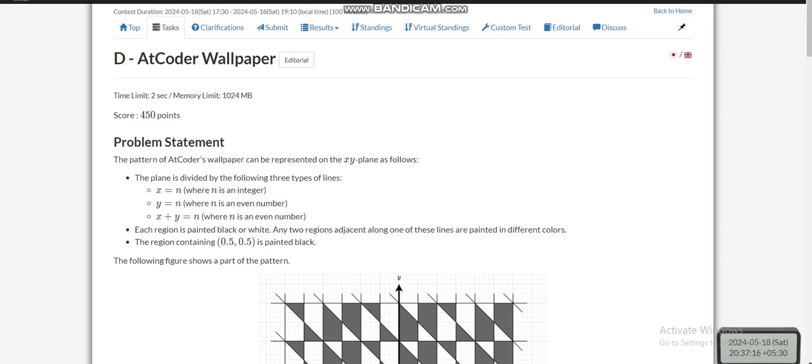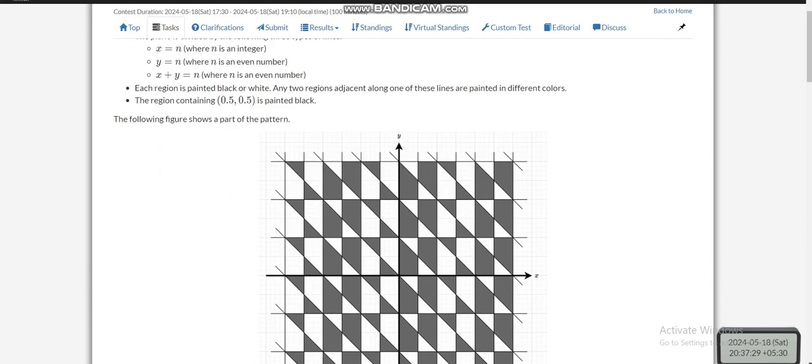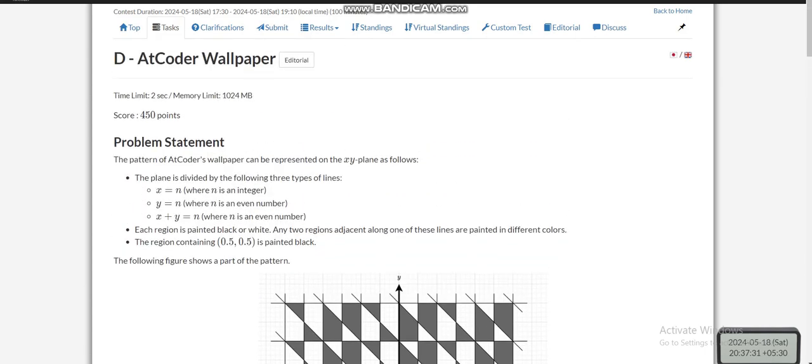Hello everyone. Today I am going to discuss the fourth problem of AtCoder Beginner Contest 354, which is AtCoder Wallpaper. The pattern on AtCoder's wallpaper can be represented by the XY plane. Okay, so the pattern is like that. There are three types of lines.